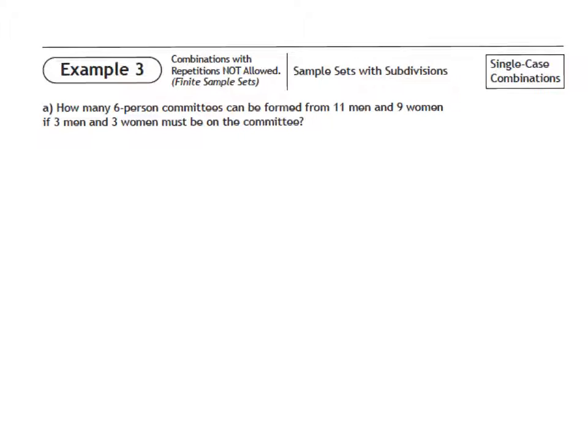This one says combinations with repetitions not allowed, same as before, but sample sets with subdivisions. So how many 6-person committees can be formed from 11 men and 9 women if 3 men and 3 women must be on the committee? What do you think? 3 men and 3 women.